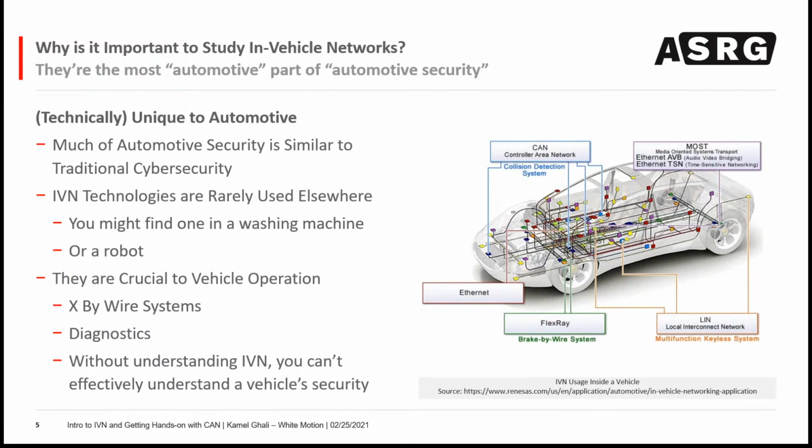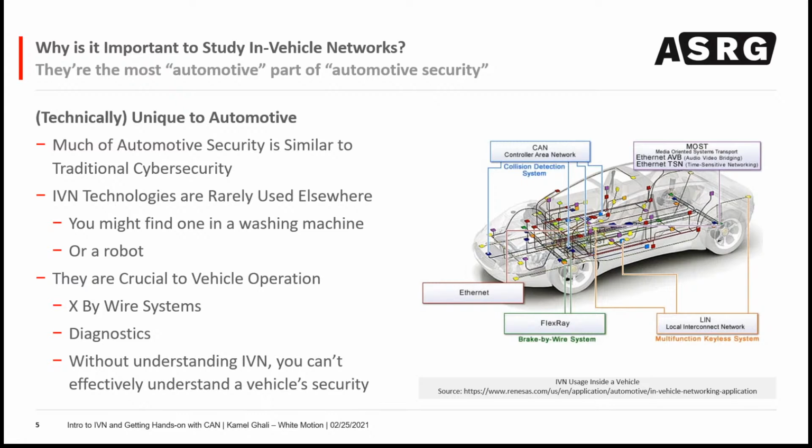But why is it important to study in-vehicle networks? If they're inside the vehicle, right, they're not connected to the outside, is it really that important from a security perspective? Well, the in-vehicle networks are technically the most automotive part of automotive cybersecurity. Much of automotive security can have parallels drawn to traditional cybersecurity, networking security, cloud security, etc., because the modern vehicle is connected to the outside world. But once you get inside the vehicle, the part that makes an automotive security assessment different is really the automotive specific parts.